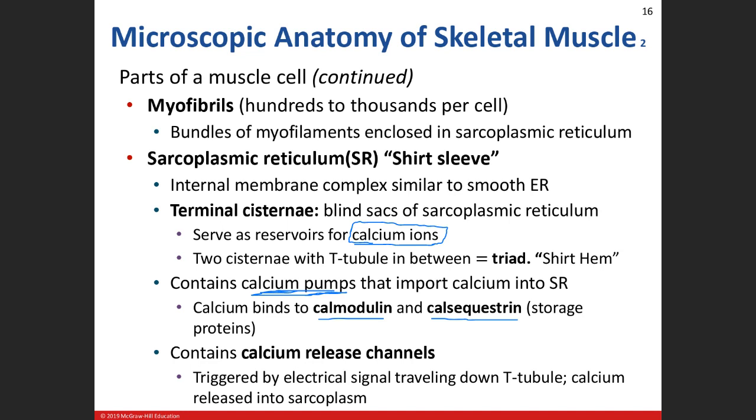I always remember calsequestrin because you've heard the term when they talk about a jury, they've sequestered the jury, so they keep the jury for whatever reason in a court case. Well, calsequestrin is going to sequester or hold on to calcium in the terminal cisterna. Okay? All right, so keep that in mind.